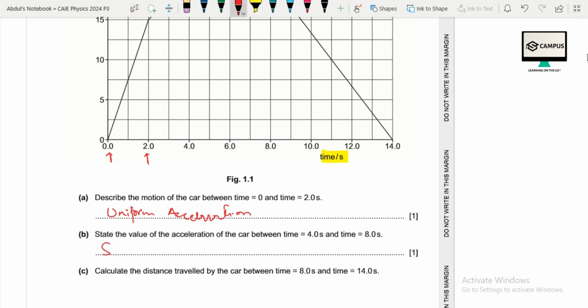So, since the rate of change of speed is zero, therefore zero acceleration.